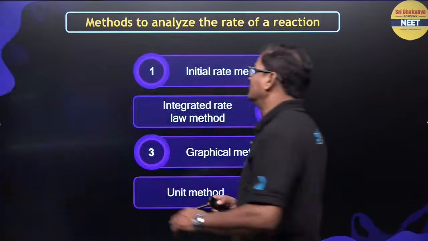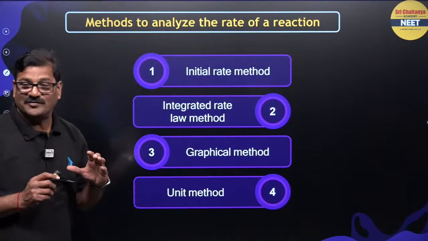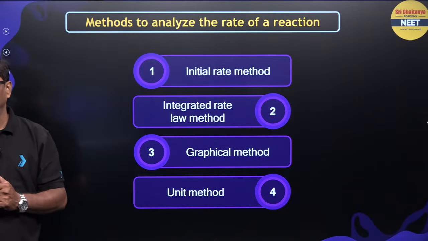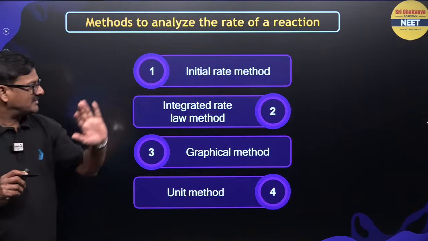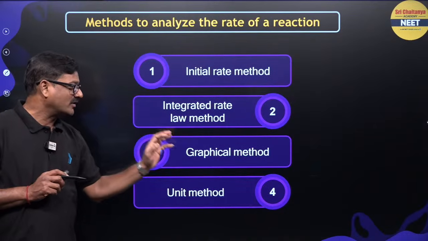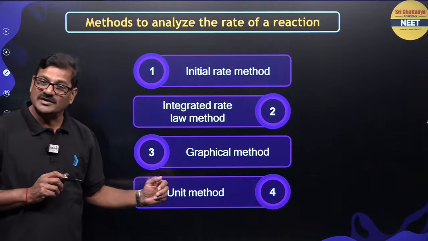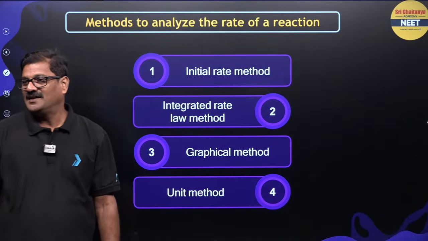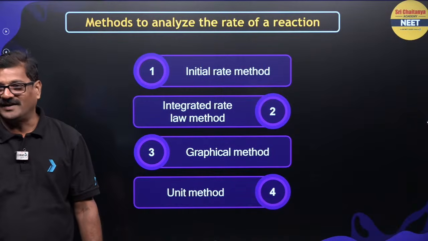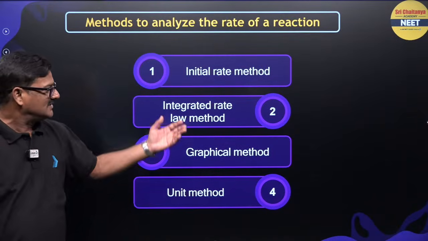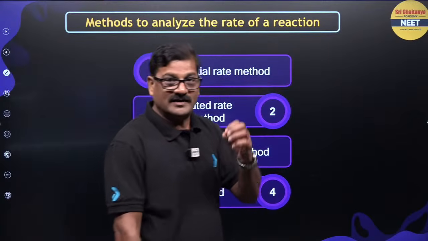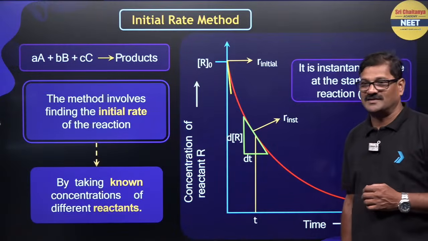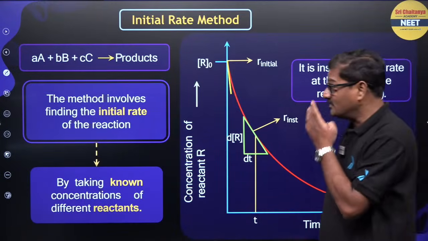Yes, that's perfect here. Methods to analyze the rate of reaction, we have 4 different methods. ठीक है? Initial rate method, integrated rate law method, we are going to see the graphical method, and unit and dimensional analysis, 4 different methods. Okay, so let us discuss these methods. Get ready. And graphical method is also very important. We are going to see so many things in this initial rate method. ठीक है बेटा, initial rate method में क्या होगा?